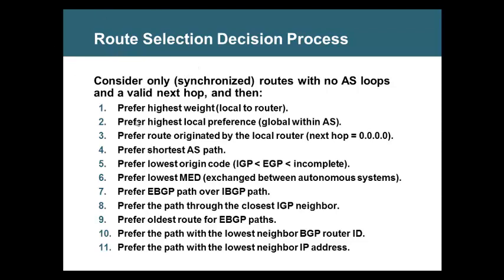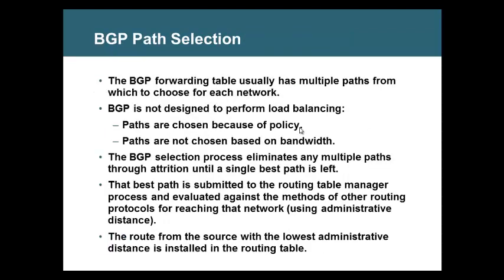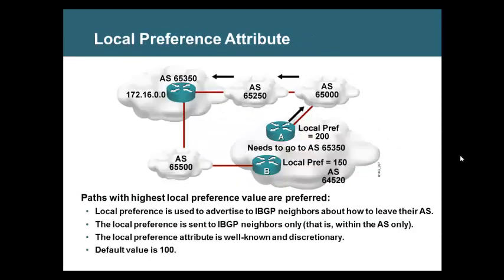Next, if you want the entire autonomous system to go via left instead of right, or go via right instead of left, the entire autonomous system should go via right hand side. Then set the local preference higher on the router which is connected at the edge to the right hand side autonomous system, like local preference 200.